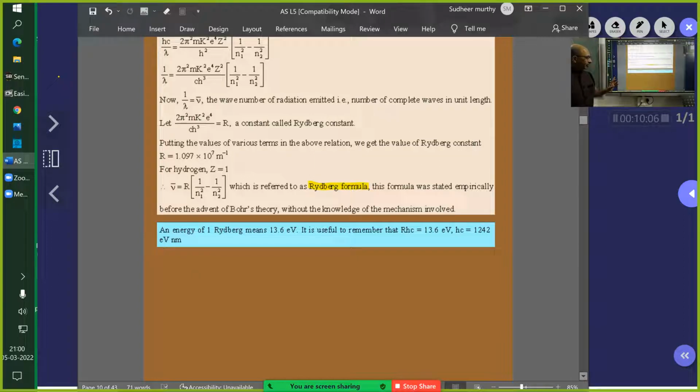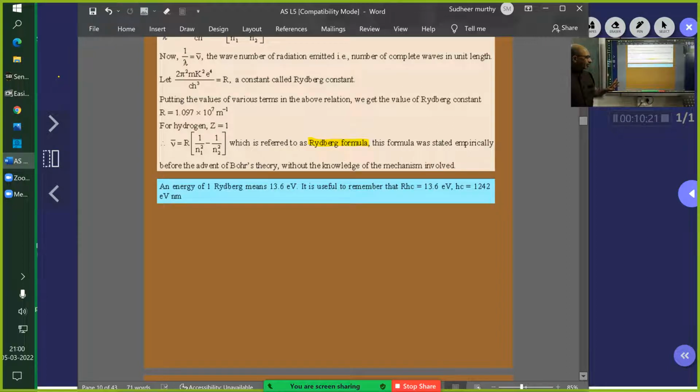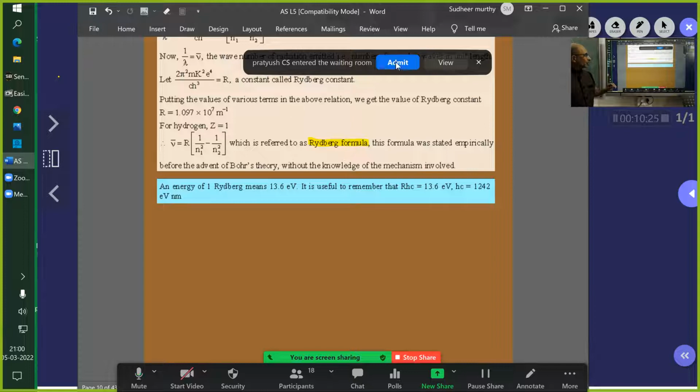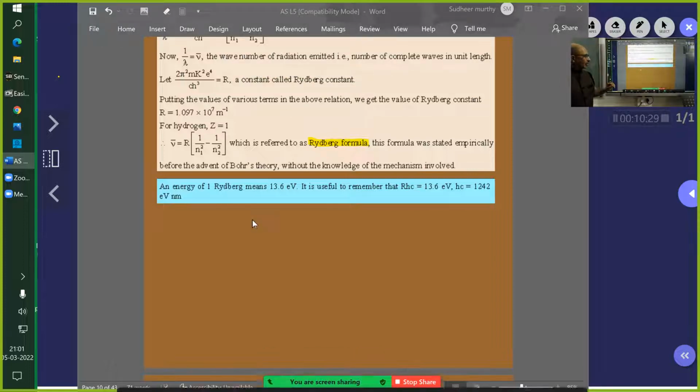Sir, can you please explain how dimensionally Rhc works? You please check it out. If you have issues there, you let me know in the next class. Sir, the Rydberg constant we had was per meter or per centimeter, and here hc they have given as electron volt nanometer. That's what, gentlemen, you just check it out.